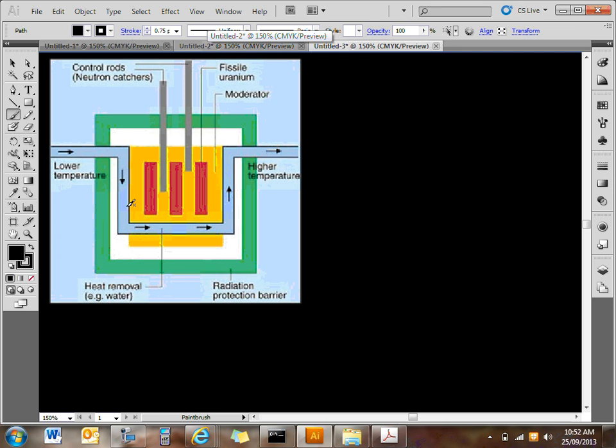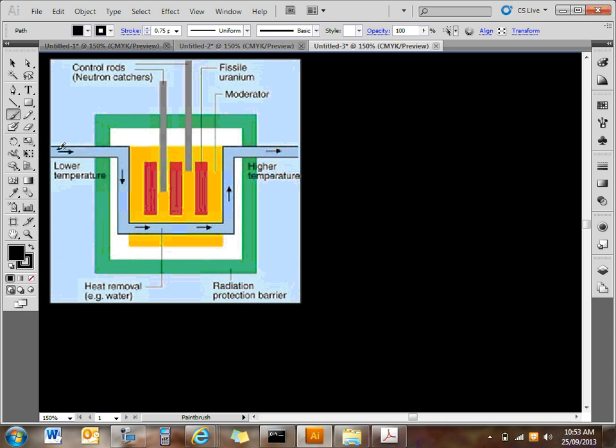Around all of this stuff is a moderator. We teach that it's a liquid, usually heavy water, deuterium, to absorb some of those neutrons or absorb some of the energy of those neutrons. And we have these things called control rods, which can move up and down in between the fuel rods. I'll try and find an actual image of what the fuel rods look like in a second.